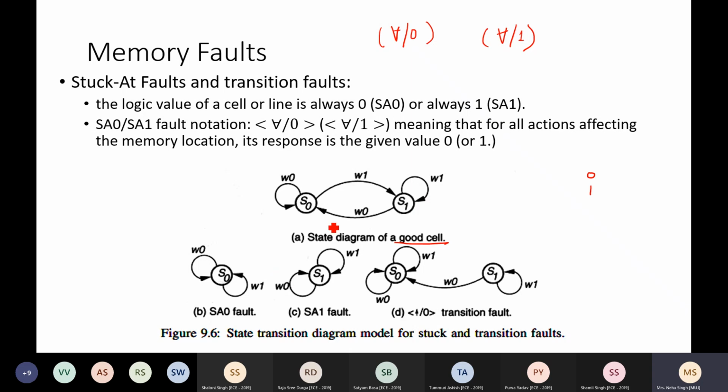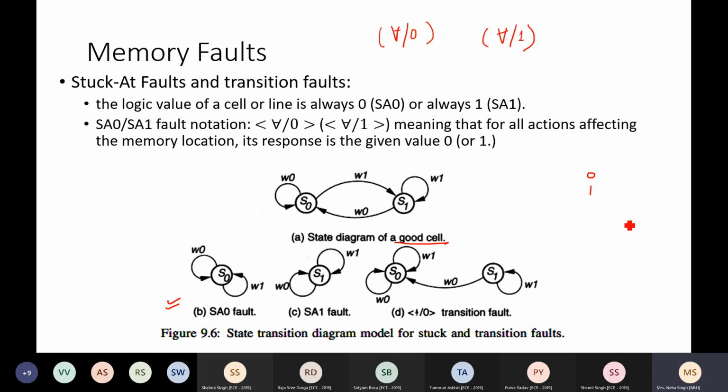Now we represent the state diagram for modeling the stuck at and transition fault. The first here is shown stuck at 0. Stuck at 0 means I will always get the value 0, either if I write 0 or write 1. Therefore, your state diagram is S0 with 2 arrows, write 0 as well as write 1. Right? What will a stuck at 1 fault be? The memory state is S1 and it will remain in S1 only even if I try to write W0. W stands for write.